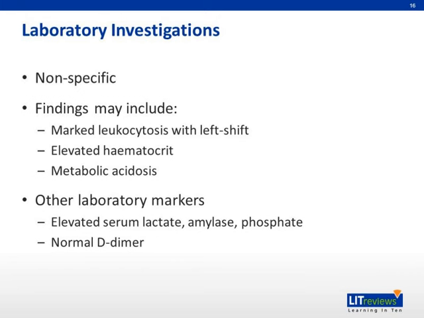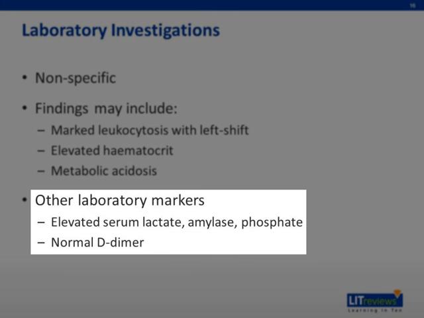A useful clinical guideline is that any patient with acute abdominal pain and metabolic acidosis has intestinal ischemia until proven otherwise. Other laboratory markers include elevated serum lactate, amylase, and phosphate.